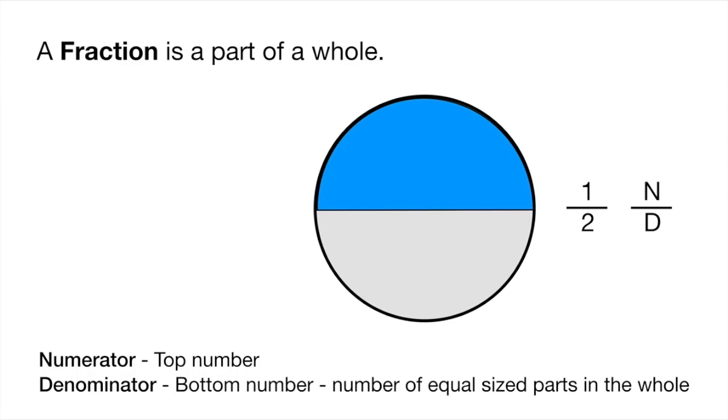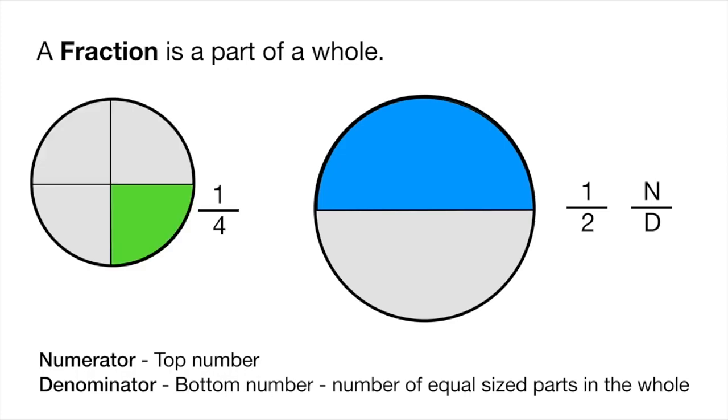So n over d is what we're looking at in a fraction. This fraction is 1/4 because there are 4 equal-sized parts, so the denominator is 4. And the numerator is 1 because one part is shaded. 1/4 of the whole circle is shaded.